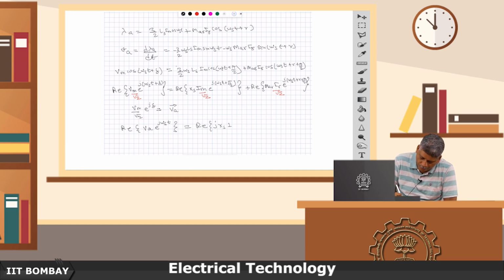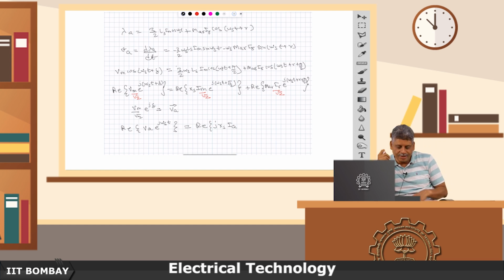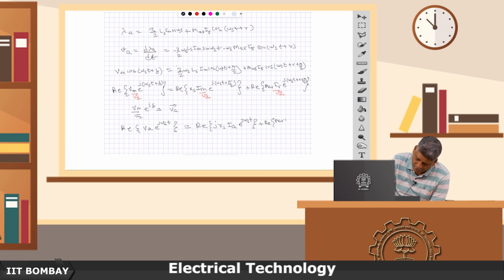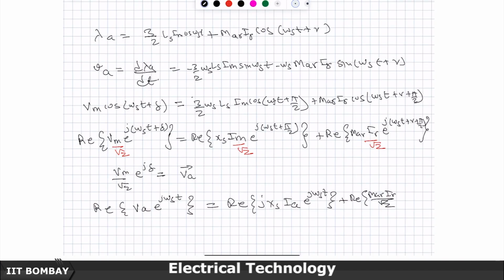Im by root 2 gives me the phasor current, which is the reference, because I have taken it as Im cos of omega s of t. So, it is my reference current, its angle is 0. Therefore, Im by root 2 can be replaced by IA, and then e to the power j omega s of t plus the real part of MAR IR by root 2, this I will just write as it is, into e to the power j.